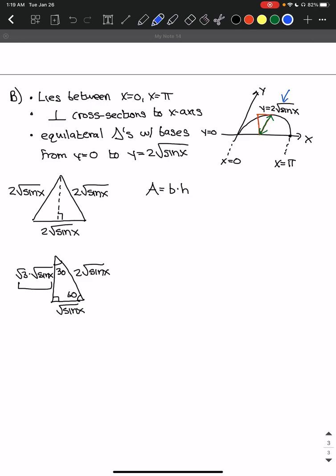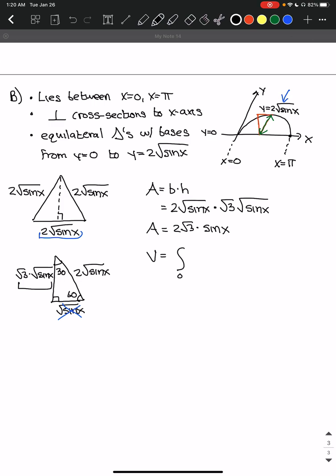So we know our base is this, right? It's not this; this is just the one we used in our trig function. So it's 2√(sin x), and our height we just found through trigonometry to be √3 √(sin x). So our area at any given x value is going to be √3 times 2 sin x over 2, which is not terrible, right? We'll be integrating this to find the full volume between 0 and pi. We know the integral from 0 to pi of sine x is 2, so this should give us 4√3. Again, I hope.